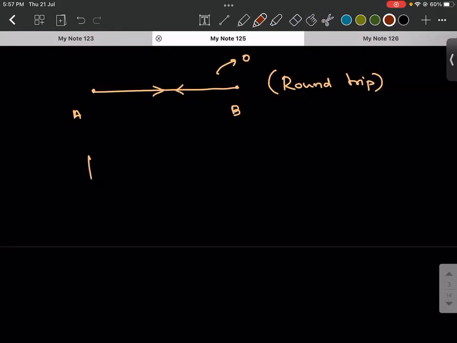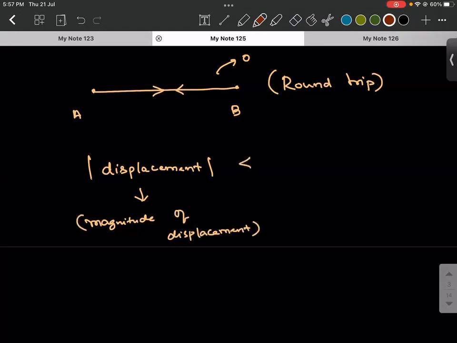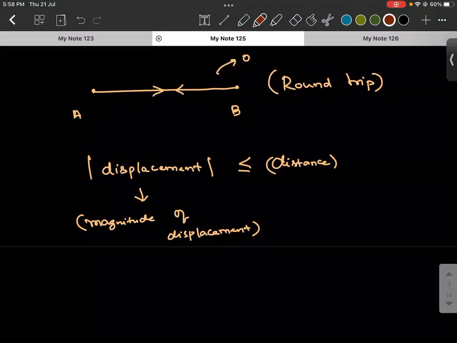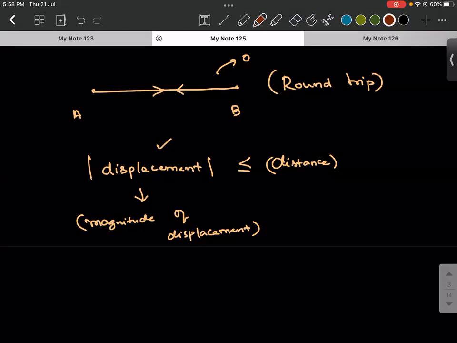So from this, we can conclude that the magnitude of displacement is less than or at the max equal to distance. So displacement can either be less than the distance or at the max, it can be equal to distance. It becomes equal when the displacement of the object is taking place in a specified direction. The reason why I mentioned magnitude is that I have put a modulus around the displacement. We know what a modulus is. What does a modulus give you? It always gives you a positive value. Is that point clear?